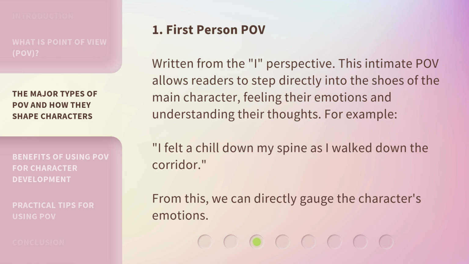1. First-person POV, written from the I perspective. This intimate POV allows readers to step directly into the shoes of the main character, feeling their emotions and understanding their thoughts. For example, I felt a chill down my spine as I walked down the corridor. From this, we can directly gauge the character's emotions.